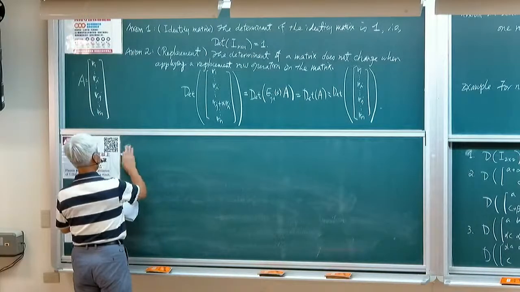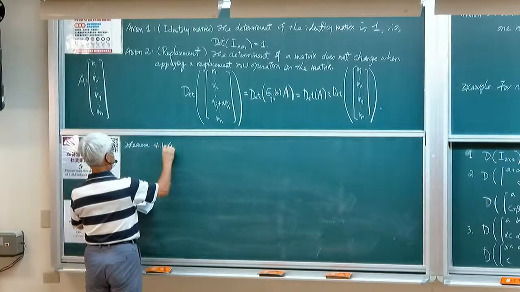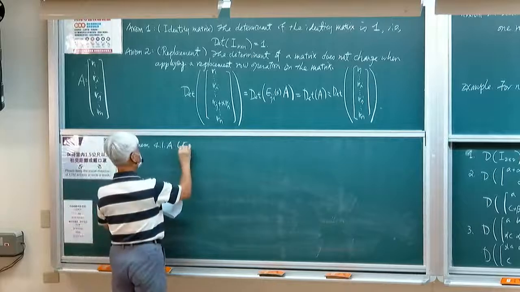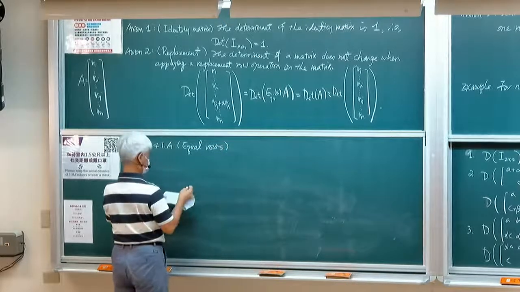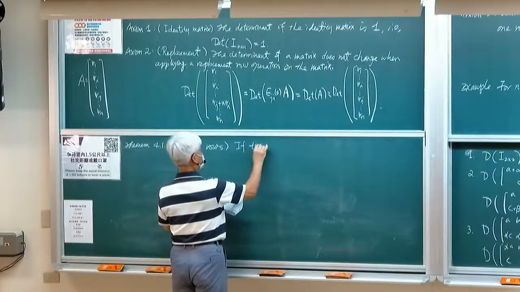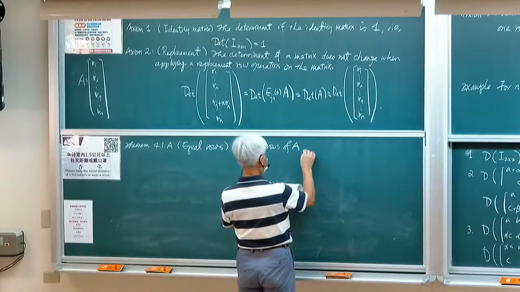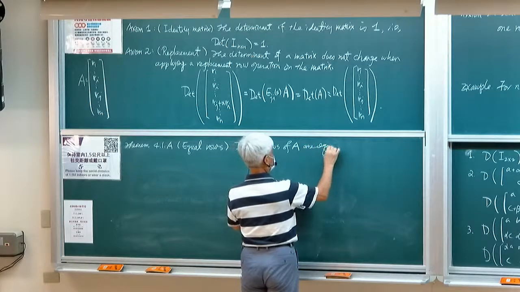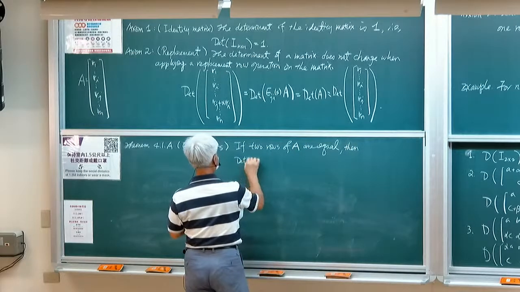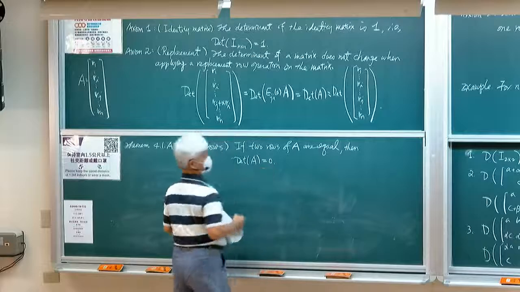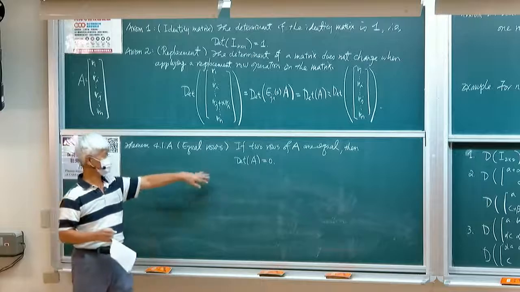Okay, so now some supplementary theorem, 4.1.a, about equal rows. If two rows of A are equal, then the determinant of A must be 0. So if you find a matrix that has two equal rows, then the determinant of A should be 0.